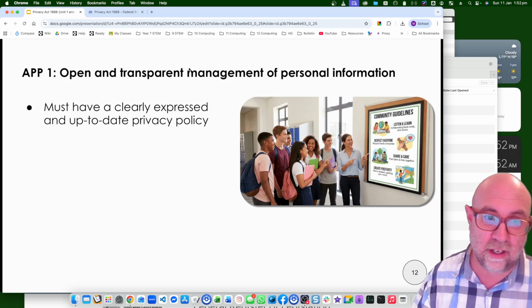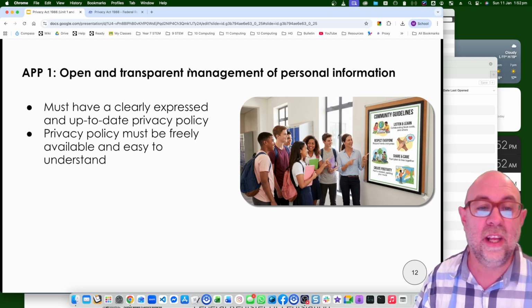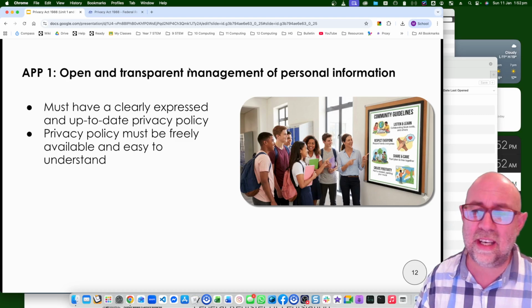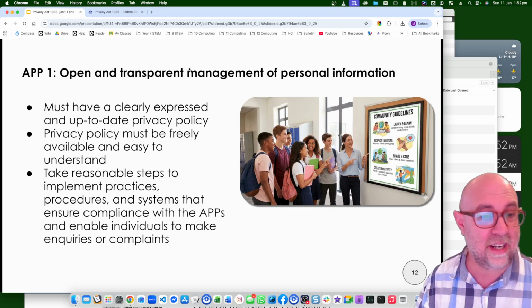If you've got a turnover of over $3 million, then you need to have a policy like this. It must be freely available. You can't say to people, trust us, we have a policy, you don't need to see it. People are allowed to see it, and it must be written such that your normal person can understand it.